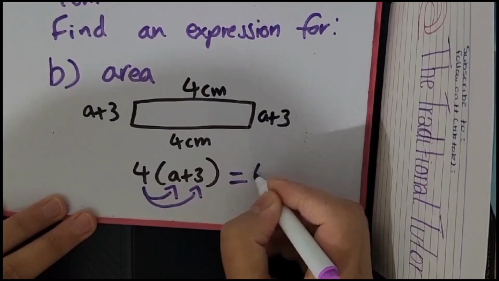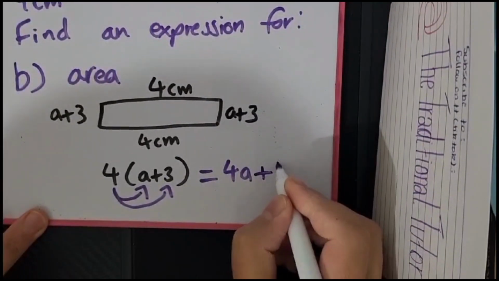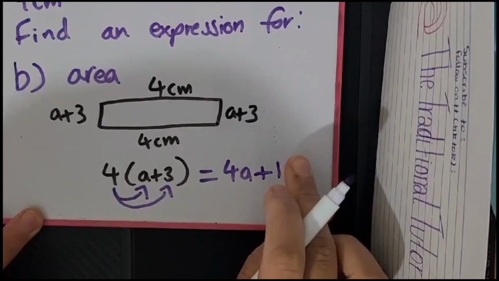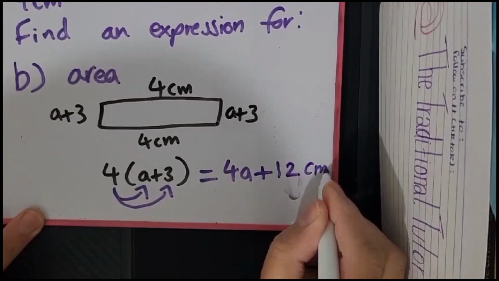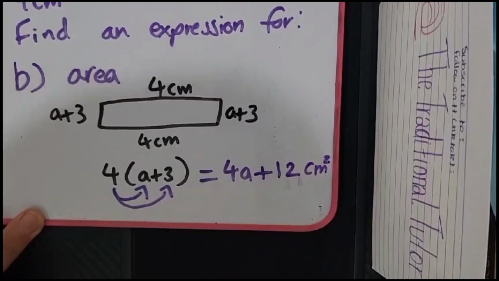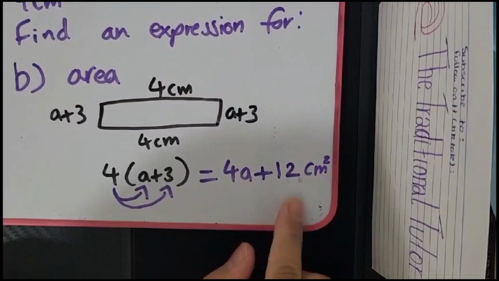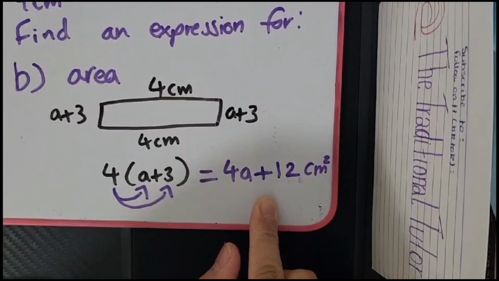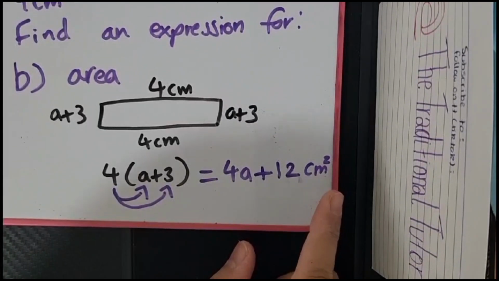So that means I'm doing 4 times a, which is 4a, and then 4 times positive 3, which is positive, not 15, sorry, it is positive 12. Okay, and remember to add your centimeters squared because it's area. Even though we are working with letters and unknowns and it's not a single answer which we're used to with area, we need to remember to put the centimeters and the squared. So we've got to remember our units in the answer.